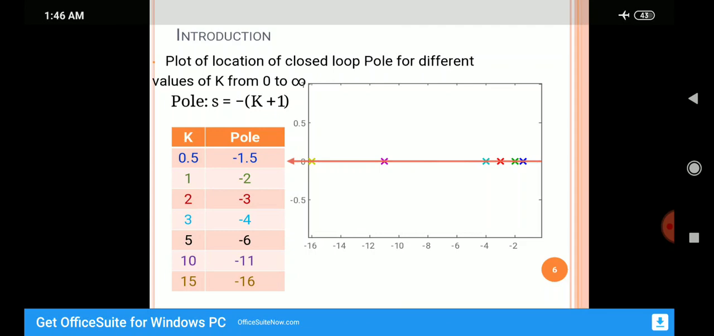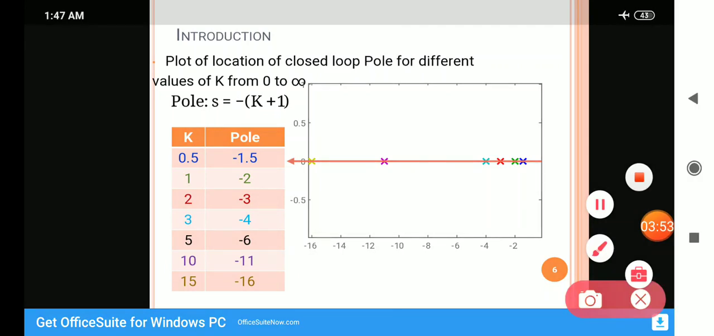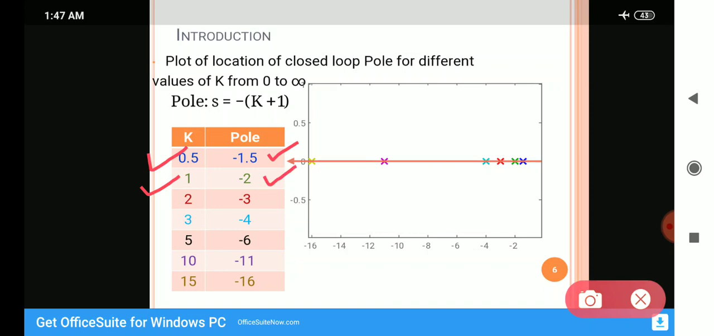Now in the next step, what we do is we vary the value of K from 0 to infinity and find out what are the values of poles. For example, if I put K equal to 0.5, then the pole value is minus 1.5. Suppose if I put K equal to 1, I get pole value as minus 2, and so on. Some values are substituted and we have developed this table. So when we plot these values of poles in the S-plane, we get a graph something like this. I've plotted all the pole values and joined them together with this orange line. Now this will determine the path traced by the poles of this system.